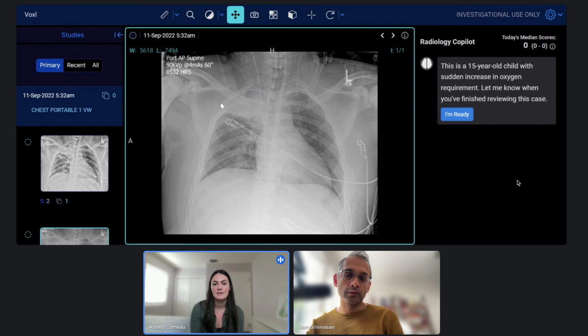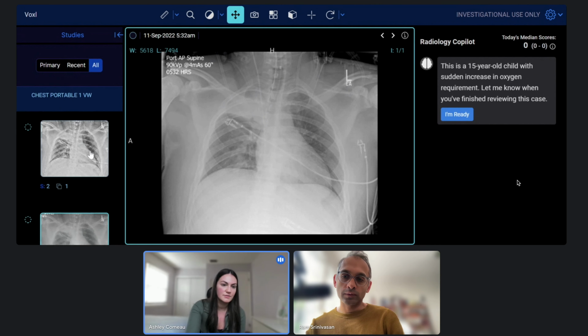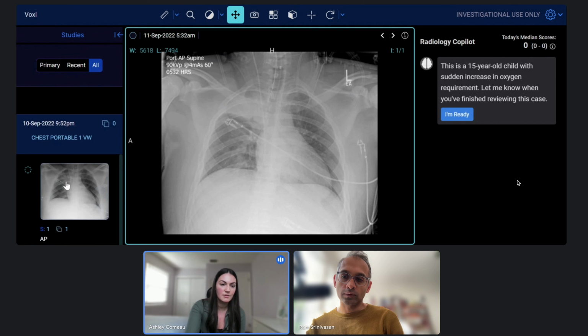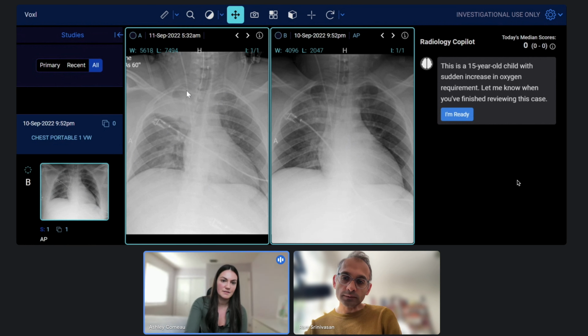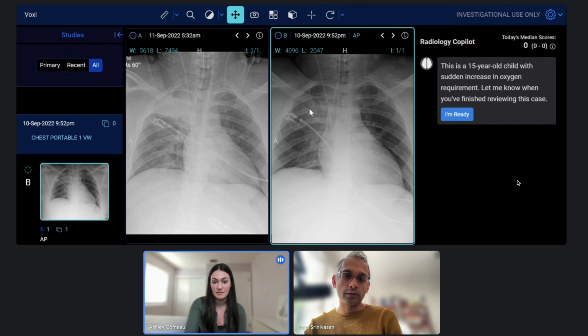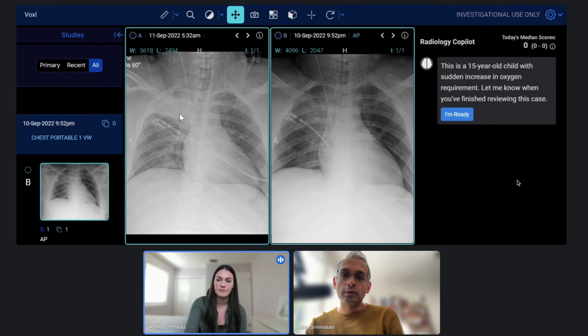It could be consolidation. So you can look down here and see, oh, there was actually a previous here. So you can see the current here on the left, and you can see this consolidation here. If you look at the previous, you can see that it's clear. So it seems like a relatively acute process, so that can help you in your differential.